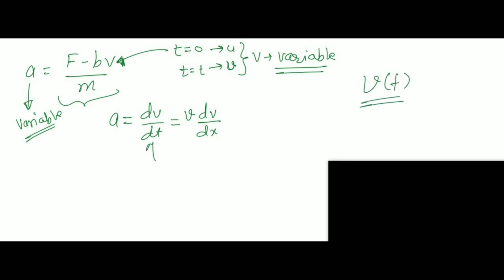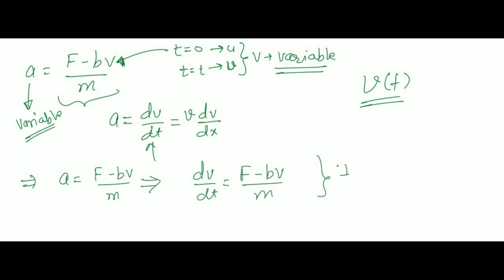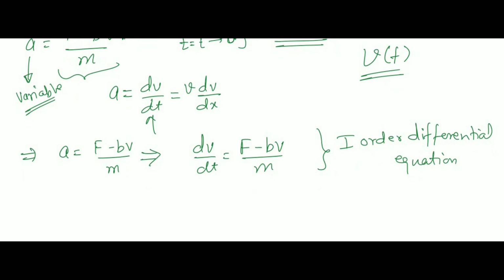So I will be using a is equal to dv by dt. Here a is equal to (F minus bv) by m. So this implies that dv by dt is equal to (F minus bv) by m. You can see that this is a first order differential equation, and we are supposed to solve it, and after integrating it, we will have the solution. So we are going to solve it.